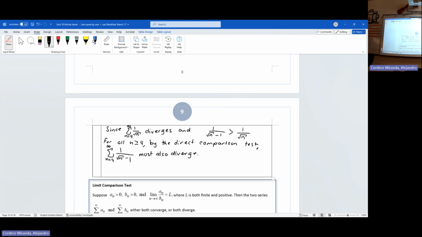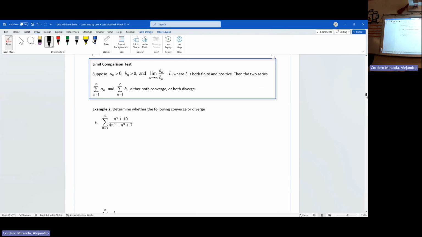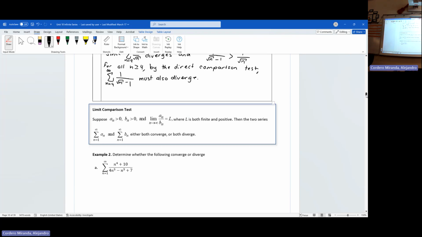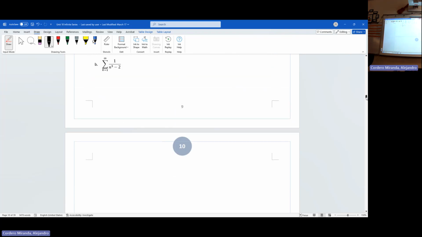Cool. Is everyone good with that? Okay. Cool. So like I said, that one's pretty intuitive. It makes sense in your brain. If you're comparing it to something bigger or smaller, then it should determine whether it converges or diverges. However, sometimes you can't use the direct comparison test, because that's an example.